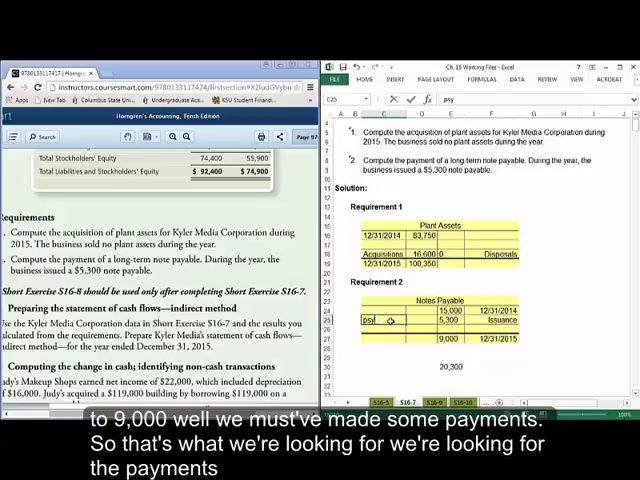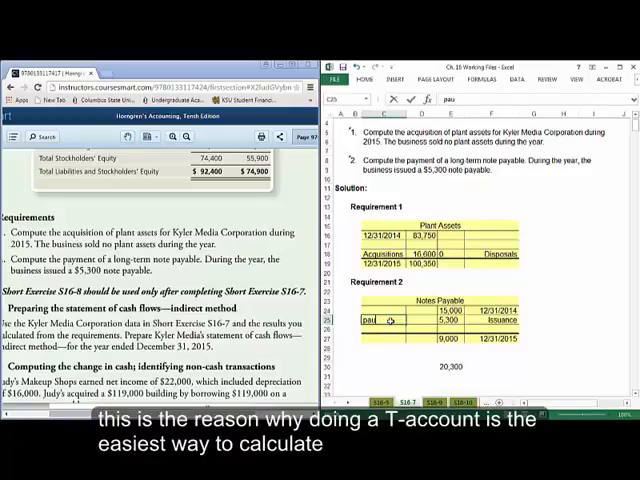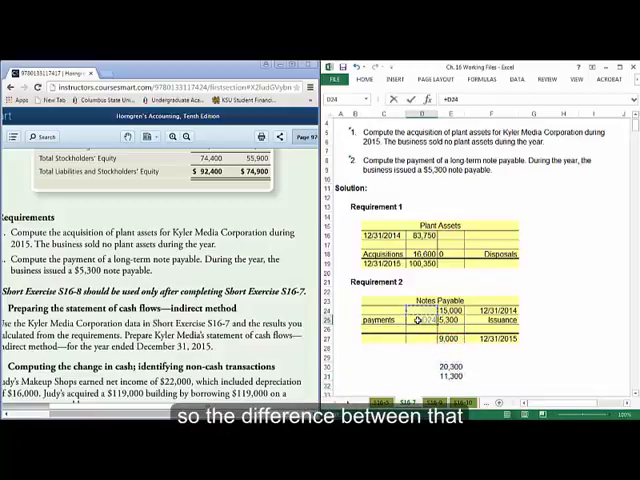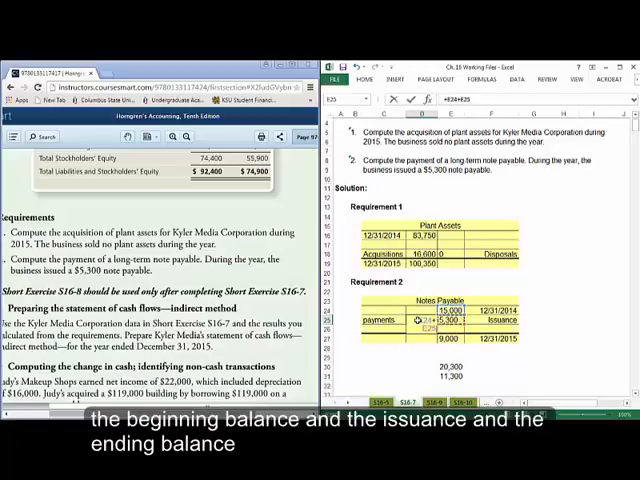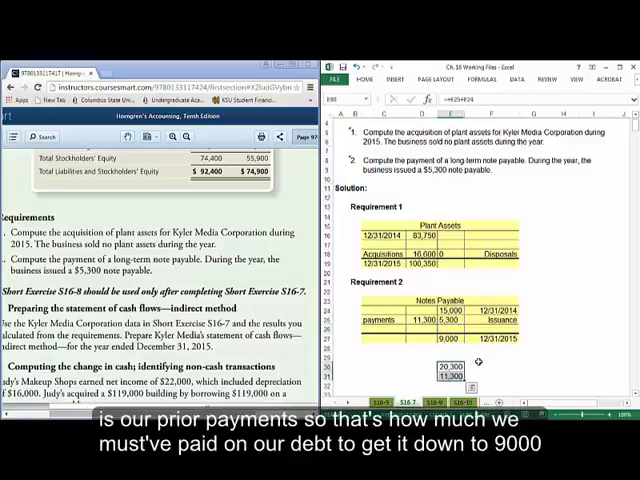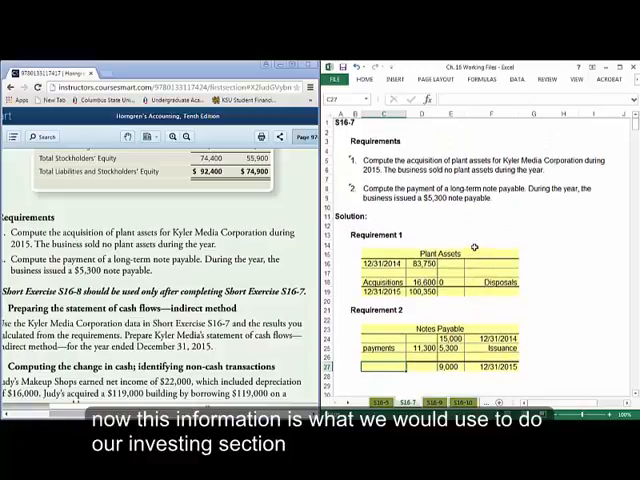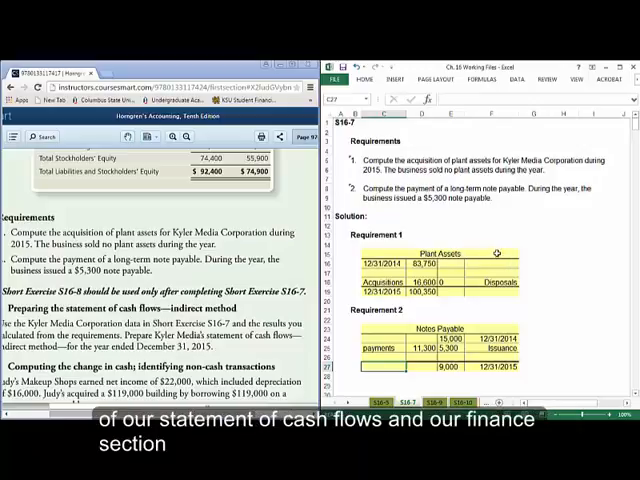So that's what we're looking for. We're looking for the payments. And if you're seeing this, this is the reason why doing a T account is the easiest way to calculate this. So then the difference between the $20,000 and the $9,000, so the difference between the beginning balance and the issuance, and the ending balance are our payments. So that's how much we must have paid on our debt to get it down to $9,000. Okay. Now this information is what we would use to do our investing section of our statement of cash flows in our financing section. Okay.